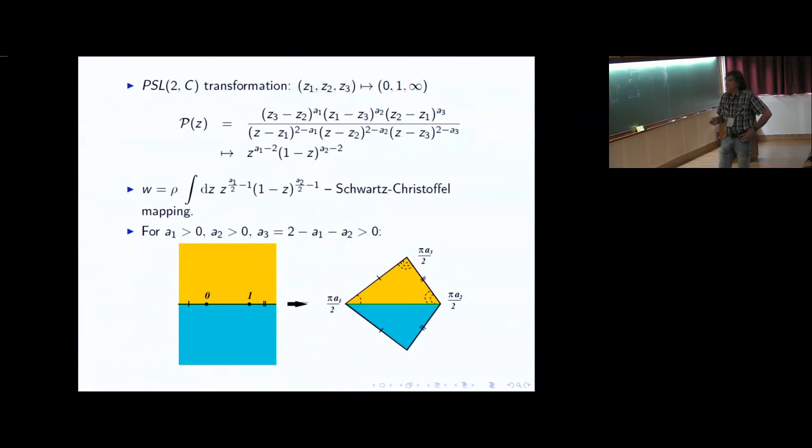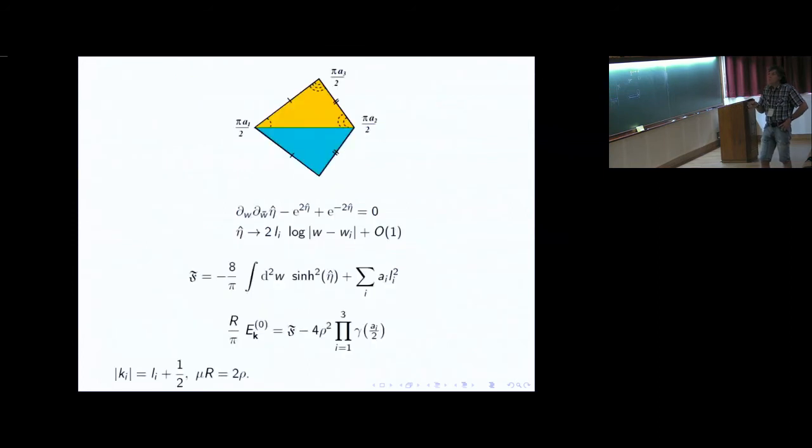Another half sphere maps to another triangle, and we should identify the angles of the triangle. The numbers A1, A2 are related to the angles of the triangle. The sum A1 plus A2 plus A3 corresponds to the fact that the sum of angles of a triangle equals 180 degrees. So what you need to do is take this domain with these identifications and solve the Sinh-Gordon equations, and then the energy is expressed in terms of this, where gamma is some explicit function.